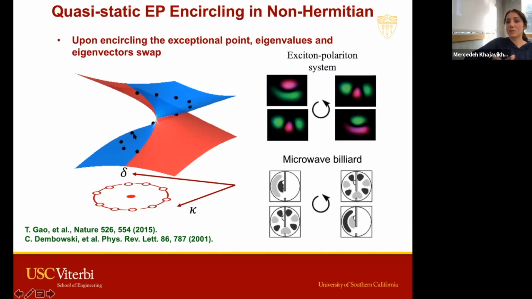So in non-Hermitian systems, there are two different regimes that become important. One of them is when you are encircling the exceptional point or the degeneracy point in a quasi-static way. That means that you set the system at this point, you do a measurement, you put the system over here, you do another measurement, you put the system over here. And even back in 2001, there were experiments showing that if you do this, very unintuitively, you can actually switch the eigenstates. If you start from here, you can end up in the other eigenstate, and so on and so forth.